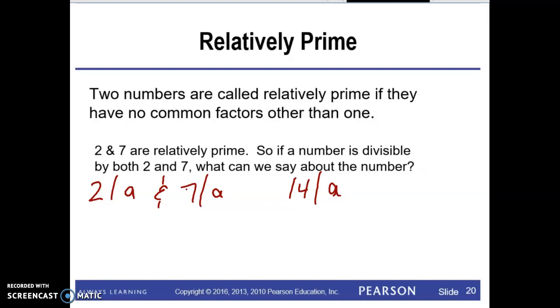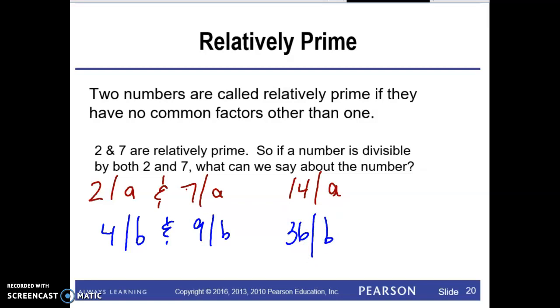So for example, let's look at the numbers 4 and 9. I have 4 and it divides this number B. I also know that this number B is divisible by 9. 9 divides B. Well, 4 and 9 have no common factors other than 1. They are relatively prime. Even though neither one of them is itself prime, they are relatively prime. So therefore, 36 will divide my number B as well.